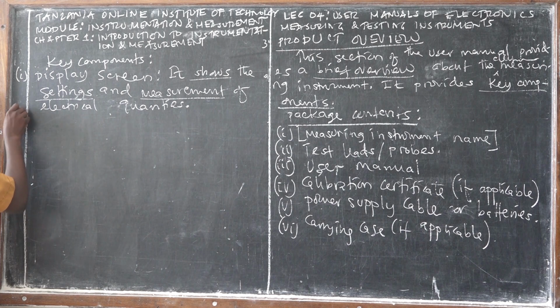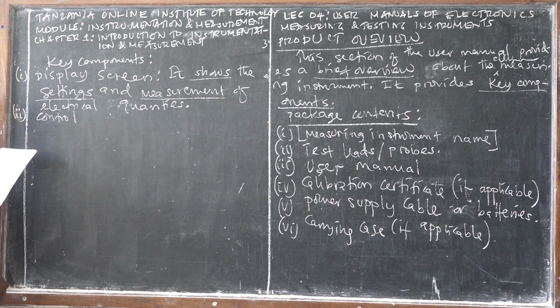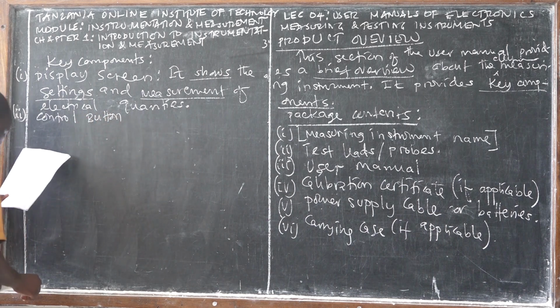Again, say display screen. Ask your neighbor, where is your display? Show me your own display, because you're a product, you are a measuring instrument also. Control button. This is the second key component.